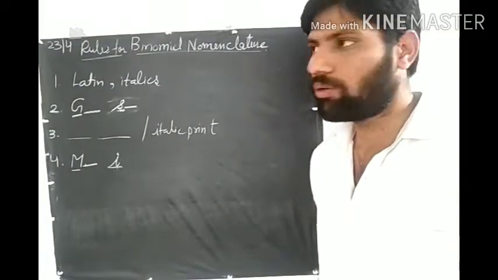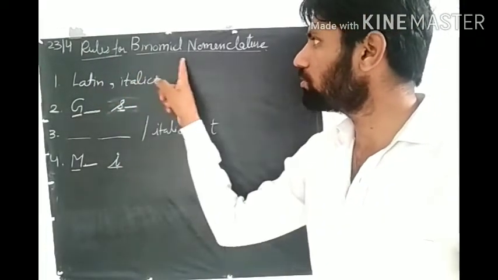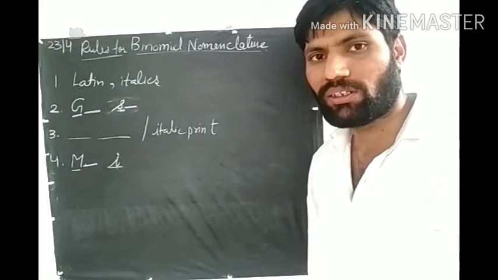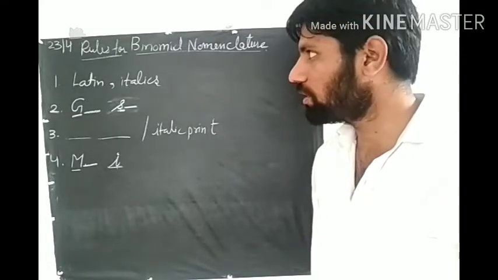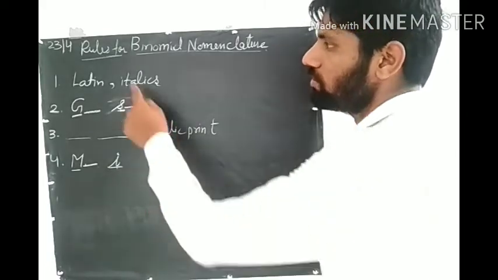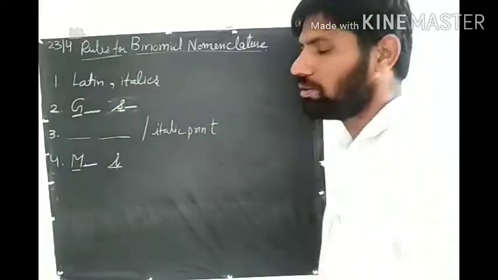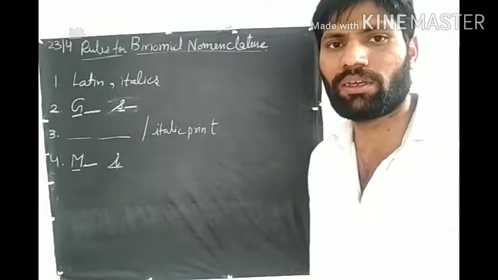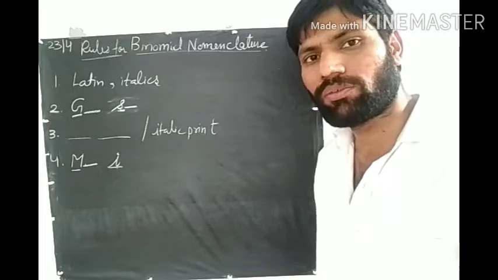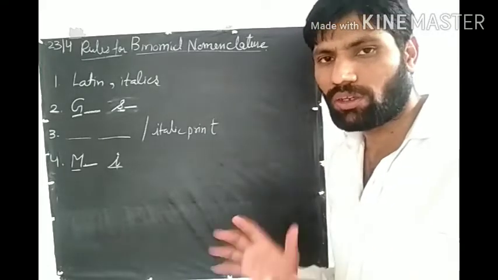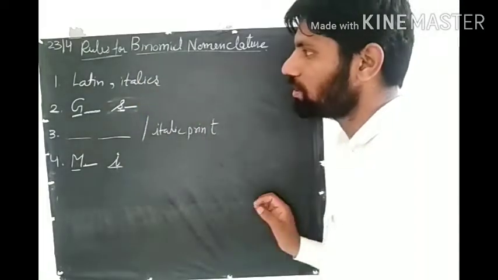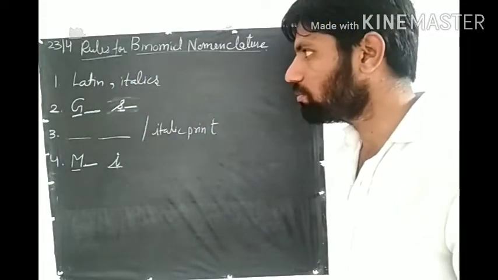So today we will talk about rules for binomial nomenclature. Yesterday we studied diversity, different types of plants and animals in general. So there are different rules for binomial nomenclature. Yesterday we studied that a scientific name or biological name is necessary to avoid any confusion, so that it would be universal. You must have studied this in your class 9 book.